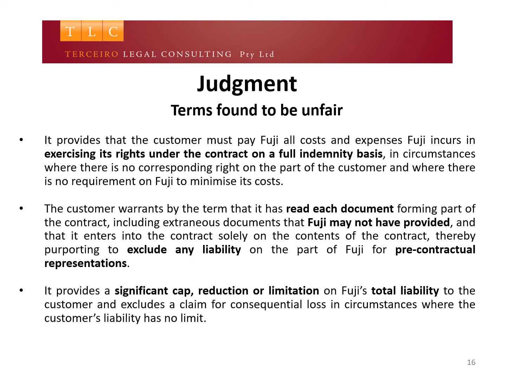The next term was a right for Fuji to recover costs from enforcing the contract on a full indemnity basis. And again, there was no corresponding right for the consumer to recover such costs. And further, there was no obligation on Fuji to minimize the costs it spent on enforcing their contract. So as you can see, that could result in quite a large bill to the customer if it's on a full indemnity basis. The next clause, I think, was particularly problematic because it was a warranty by the customer that they'd read all the documents, including a number of extraneous documents that are referred to in the contract, but also specifically documents which Fuji may not have provided to the customer. So that the customer warrants that it's read documents which it doesn't even have in its possession is clearly problematic.